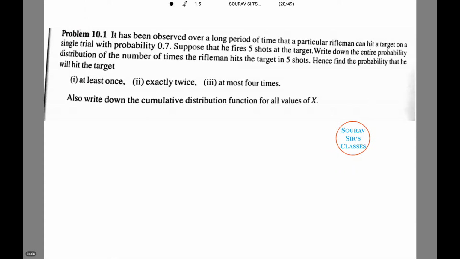Now we have the following question. It has been observed over a long period of time that a particular rifleman can hit a target on a single trial with probability 0.7. Suppose that he fires 5 shots at the target. Now we need to write down the entire probability distribution of the number of times the rifleman hits the target in 5 shots. Hence we need to find the probability that he will hit the target in the 3 cases: at least once, exactly twice, at most 4 times. We also need to write the CDF for all values of x. Let's see how to do this.